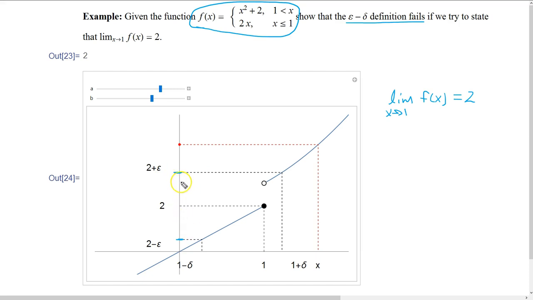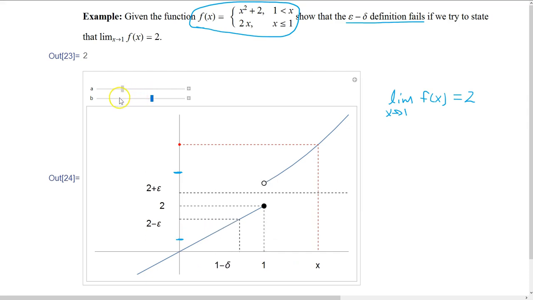Now let's see what happens as we make epsilon small. If we make epsilon a little smaller than what we have in the picture currently, notice what happens to the dotted lines. All right, let's stop right about here. Notice that this dotted line here, at 2 plus epsilon, never hits the graph anywhere. And the 2 minus epsilon line does hit the graph, and then we can drop down to that point right there. Right there would be perhaps a 1 minus delta.